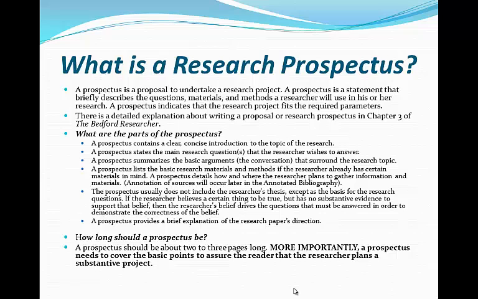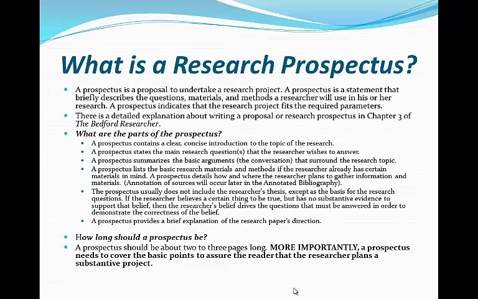So what are the parts of a research prospectus? It contains a clear, concise introduction to the topic of research. It states the main research questions that the researcher wishes to answer. It summarizes the basic arguments, the conversation that surrounds the research topic. And a prospectus lists the basic research materials and methods if the researcher already has certain materials in mind. A prospectus details how and where the researcher plans to gather information and materials. And then the next stage from this would be your annotation of your sources, but that won't occur until later when we develop our annotated bibliography.